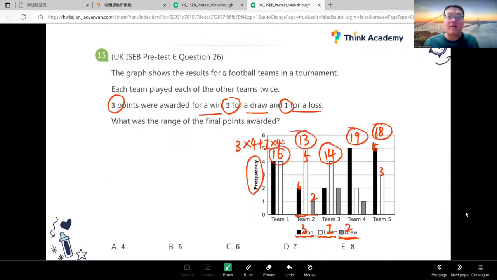So let me circle all the points. Guys, get yourself muted. So question, what was the range of the final points awarded? For the range, you have to use the largest number take away the smallest number, which is 19 take away 13, and that will be 6. So you choose C.